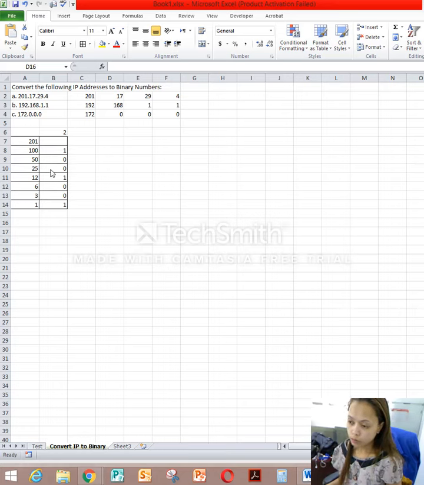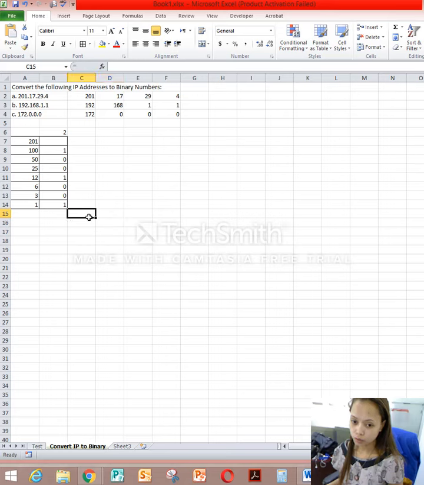So once we're done with this table, we will first start with the end value and then all the numbers in reverse order. So we can get 11001001 binary for our decimal value 201.